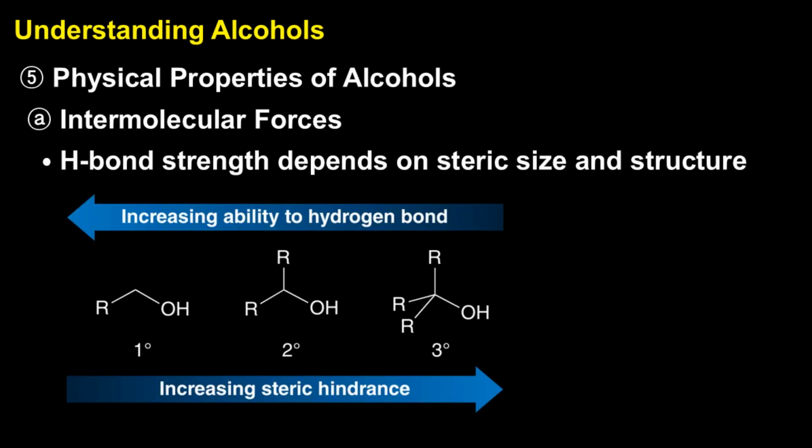Now here's something interesting about hydrogen bonding. Not all alcohols can form hydrogen bonds equally well, and the reason is steric hindrance. Primary alcohols have more open space around the OH group, so other molecules can easily get close and form strong hydrogen bonds. But as you go from secondary to tertiary alcohols, the bulky R groups around the OH start getting in the way. That makes it harder for other molecules to approach and bond. So overall, the more crowded the area around the OH, the weaker the hydrogen bonding. That's why primary alcohols usually form stronger hydrogen bonds than secondary or tertiary ones.